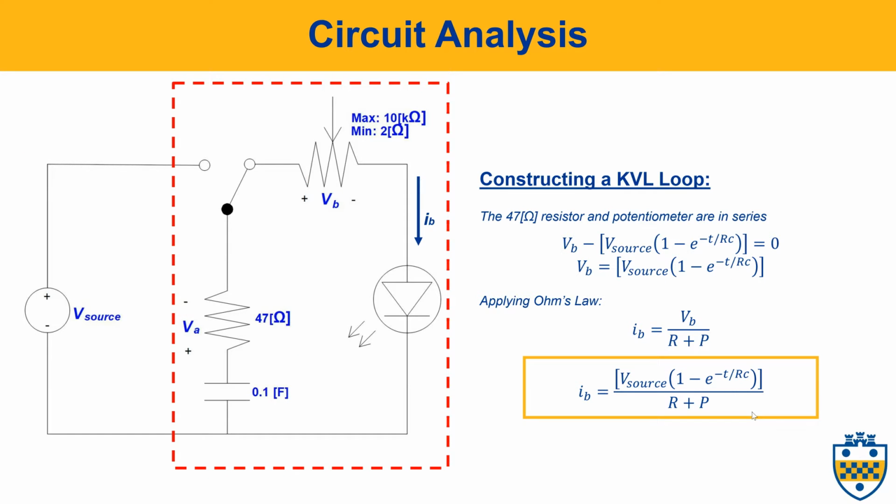When the switch is flipped to the LED side, we see that the 47 ohm resistor that we are using, as well as a potentiometer, are in series. So, putting them together, we can see that the voltage of the capacitor in terms of the voltage source is equal to the voltage across the potentiometer.